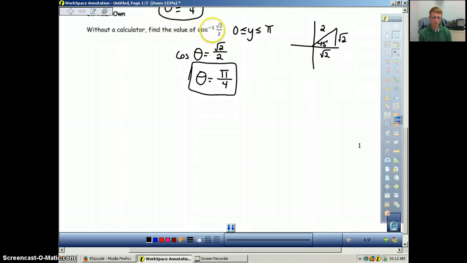Okay, so for this one, hopefully you got, first of all, you had to identify that your range here was going to be from 0 to pi because it's cosine. Because of that, we would want the positive value in the top right quadrant. So what we did was we labeled our right triangle. The adjacent side is square root of 2. The hypotenuse is 2. So that means that we have a 45-degree angle. It would have to be a 45-45 triangle. And then we transfer that 45 degrees to be pi/4 in radians.